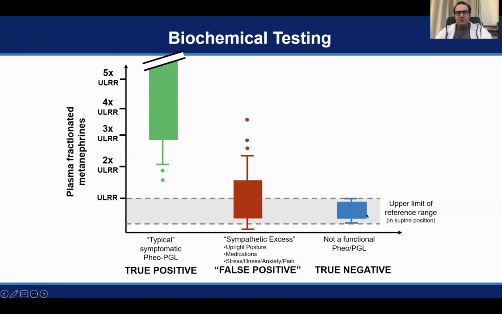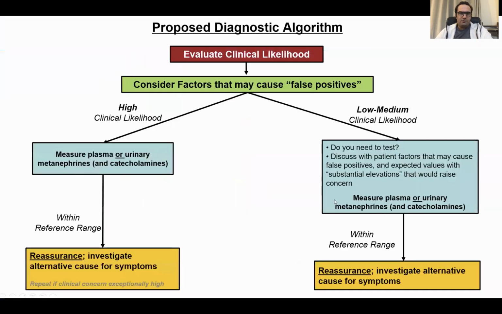And when it is normal, we know that this is a true negative. It has a very high negative predictive value. So the proposed diagnostic algorithm is to evaluate the clinical likelihood and consider factors that may cause false positives, like posture, medications, stress, acute illness.